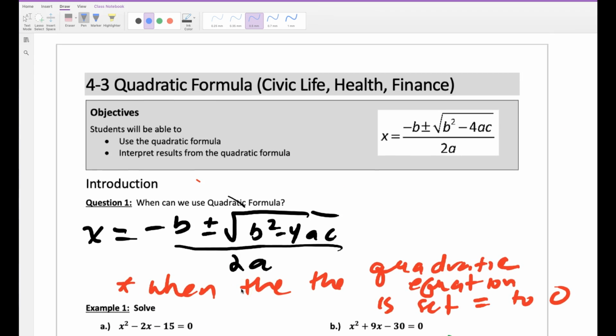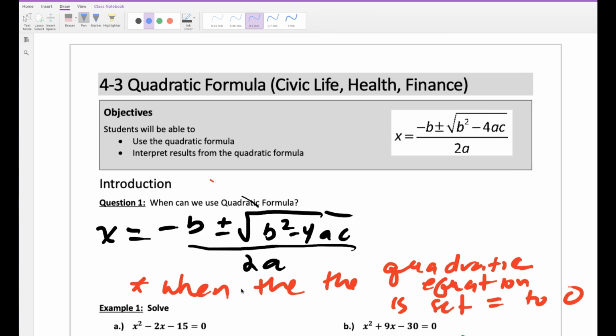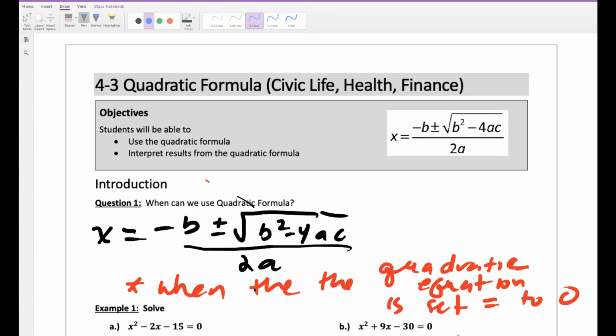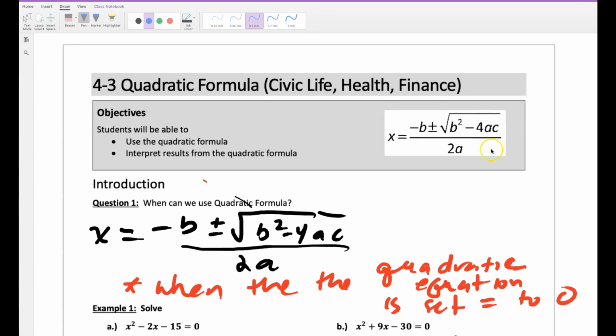Okay, we take a look now at lesson 4.3. This is on a famous formula called the quadratic formula. Here's what it looks like. It looks very complex.